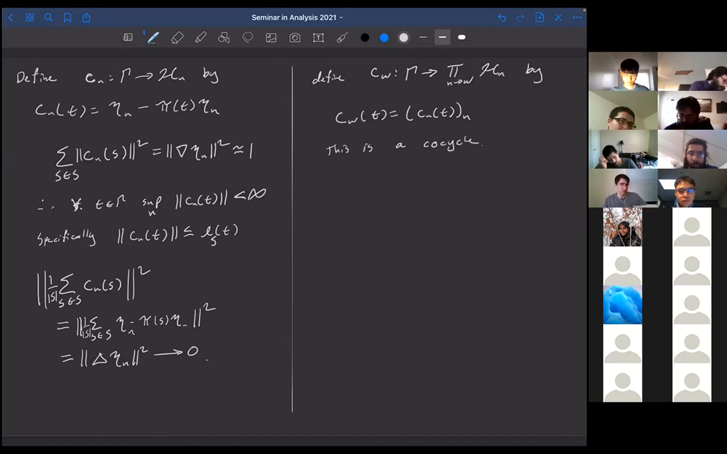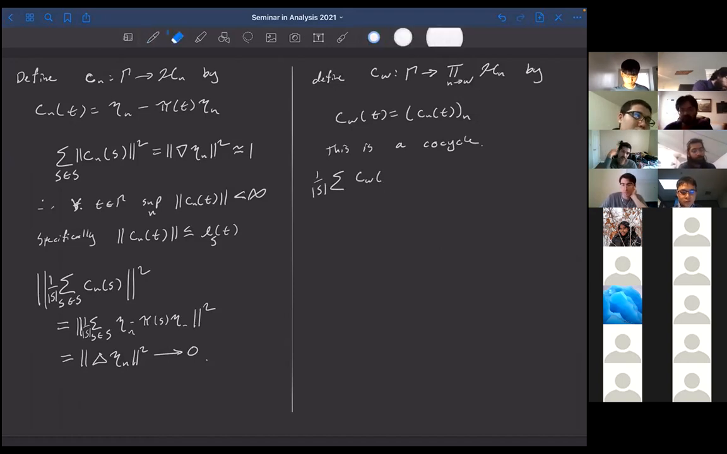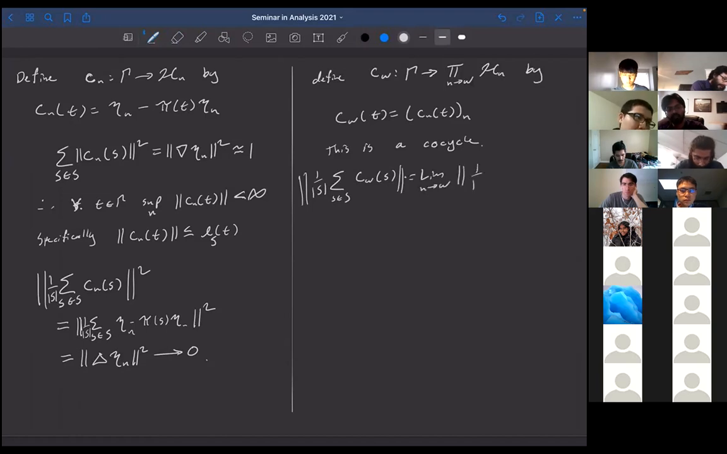And what else do we know? We know that the sum over 1 over S times the sum of C omega of S, S and S. So this is the norm of this. The norm of this is nothing but the limit as n goes to omega of the norms of the corresponding sequence, which we just saw was zero because of this.